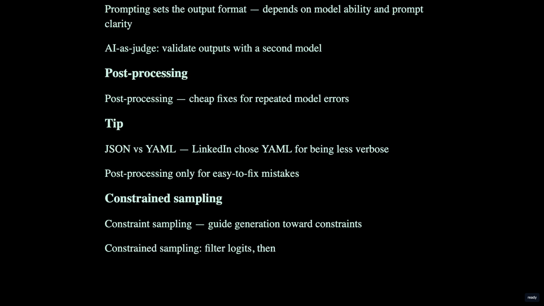To generate a token, the model first produces a logit for every possible token. Constrained sampling filters that logit vector to remove or disable any tokens that violate the constraints, then draws the next token from the remaining valid options. This guarantees the sampled token meets the specified constraints.